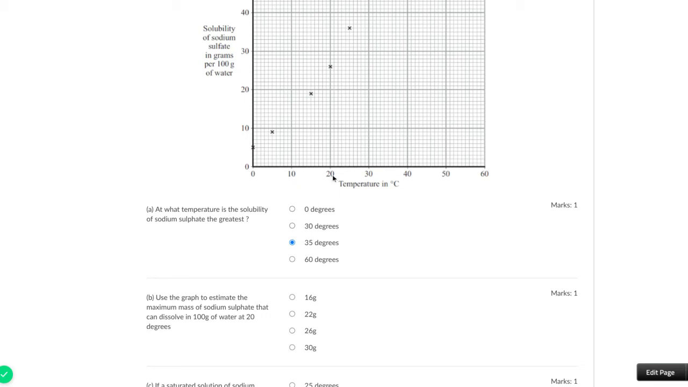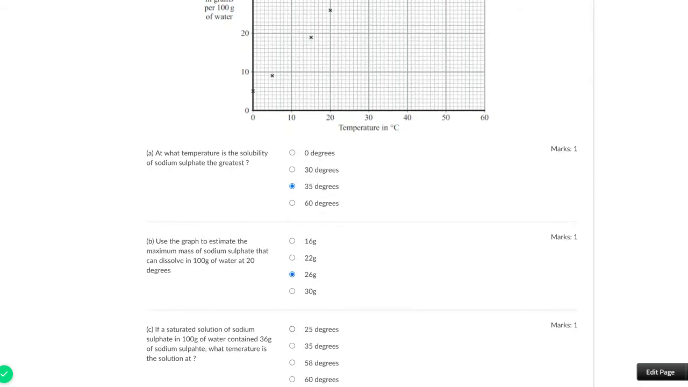And what we have to do is estimate the mass of sodium sulfate that's going to dissolve at 20 degrees. So find 20 degrees on the x-axis, read off the point, and then read off to the y value here, and extrapolate the value off. You're going to get a number in the region of 26 grams by just reading those points off.